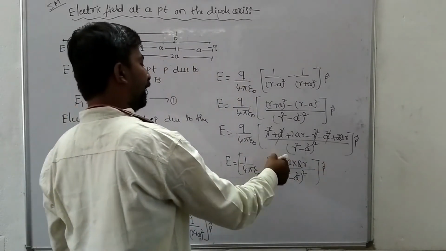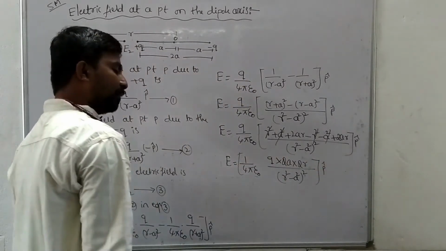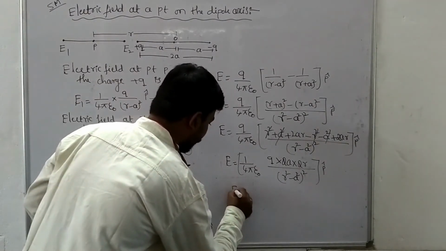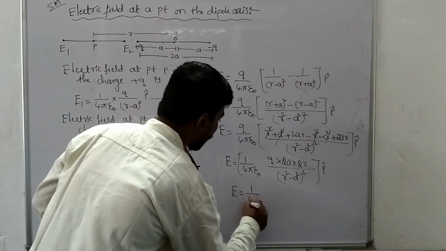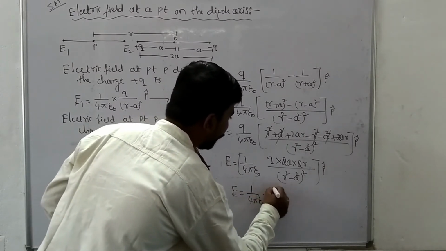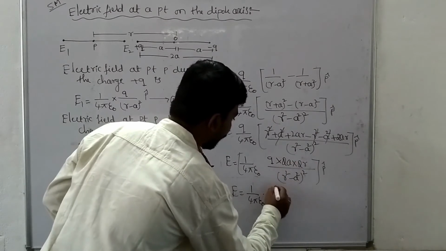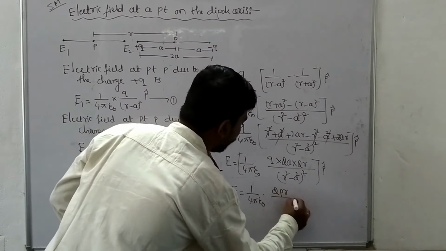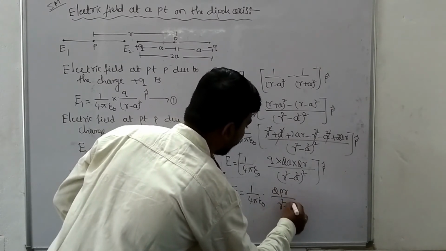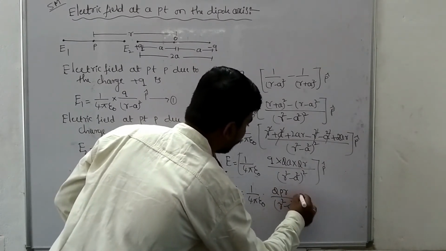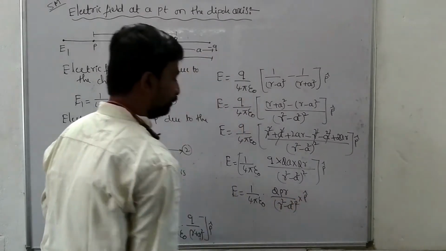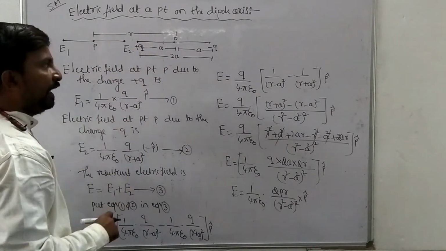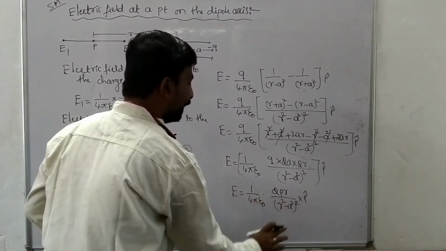So Q into 2A, the product of the charge and the separation distance, is the electric dipole moment. So therefore E is equal to 1 by 4 pi epsilon naught into 2R, and Q into 2A is P, so 2PR divided by R square minus A square whole square into p cap.